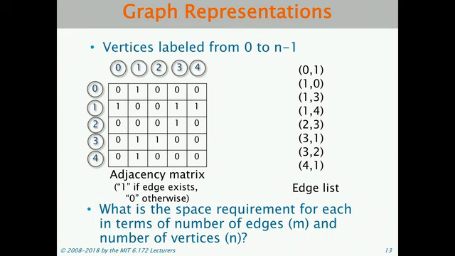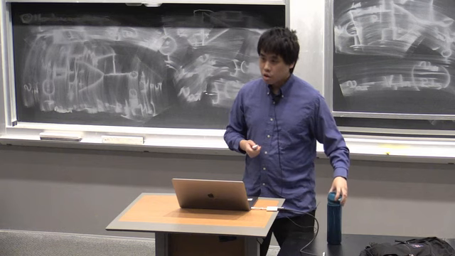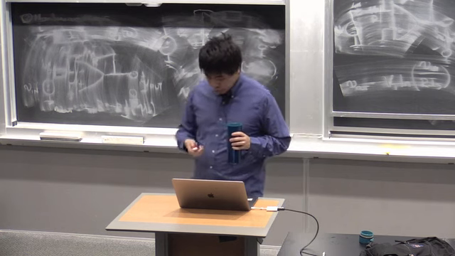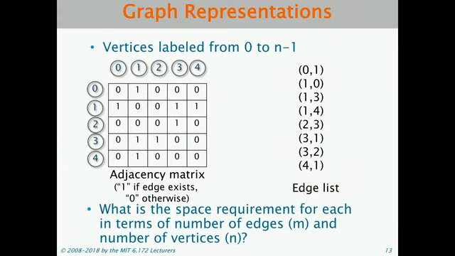What is the space requirement for each of these two representations in terms of the number of edges m and the number of vertices n in the graph? It should be pretty easy. Yes? N squared for the adjacency matrix and m for the edge list. Yeah, so the space for the adjacency matrix is order n squared because you have n squared cells in this matrix, and you have 1 bit for each of the cells. For the edge list, it's going to be order m because you have m edges, and for each edge, you're storing a constant amount of data in the edge list.